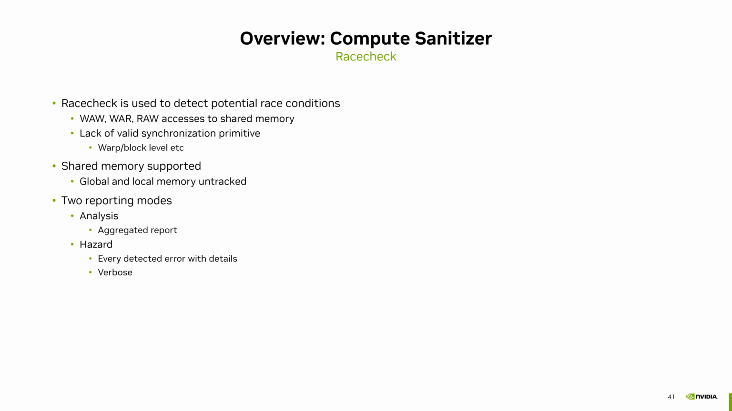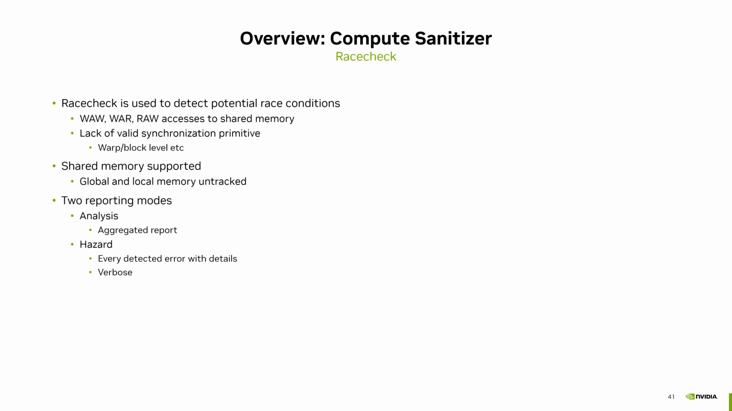Race check. So we use this to detect potential race conditions. Write after write, write after read, read after write hazards to shared memory that lack valid synchronization primitive. This could either be a warp or block level synchronization primitive. So if you don't have synchronization between these accesses, the tool will detect that error condition. We only support this for shared memory. Global and local memory are untracked.